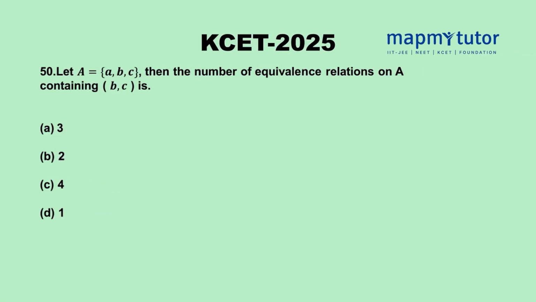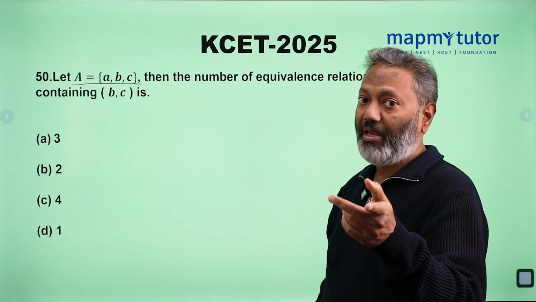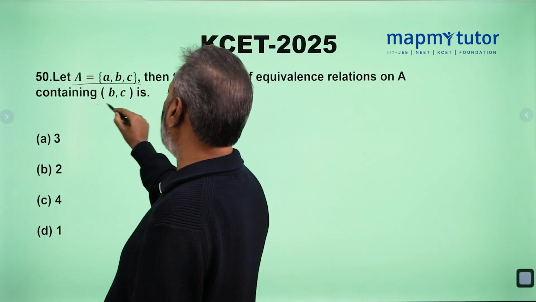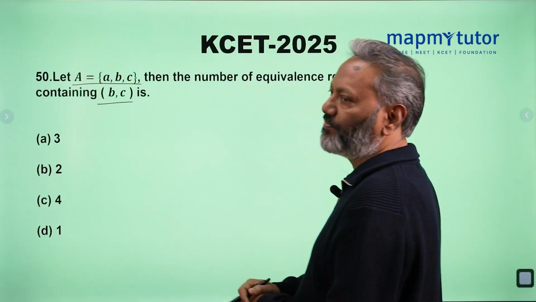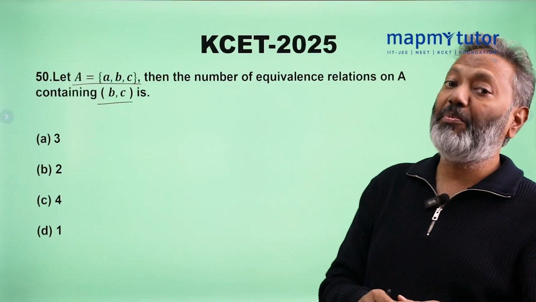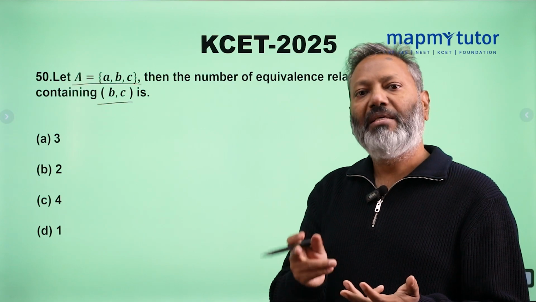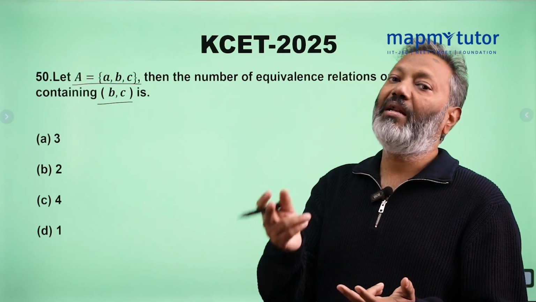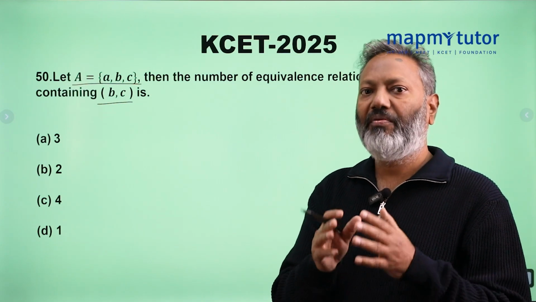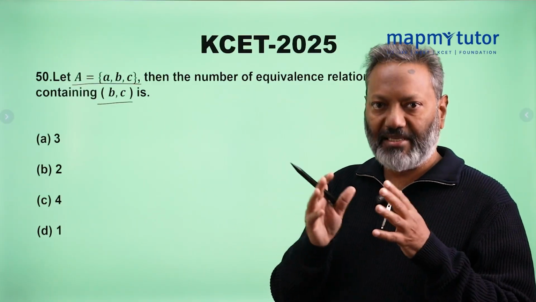A is given as {A, B, C}. Then the number of equivalence relations on A, that means relations from A to A, which contain BC. What is meant by an equivalence relation? A relation which satisfies 3 properties. What are those 3? It should be reflexive, it should be symmetric, and it should be transitive. Then only we say it is an equivalence relation.